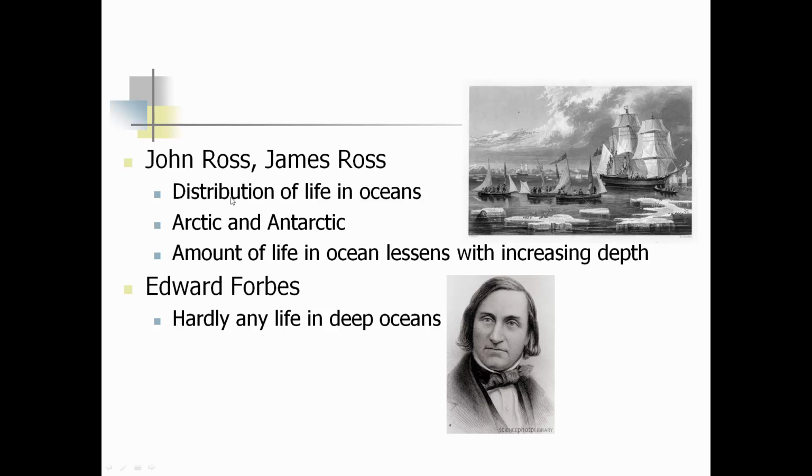John Ross and James Ross, distribution of life in the oceans. They started looking at the Arctic and the Antarctic, and they actually found a lot of similar life in both locations, and they found the amount of life in the ocean lessens as you increase depth. So as you go down, there's less and less life. Edward Forbes actually discovered there's hardly any life way down below, and that was attributed to very high pressure, very cold temperature, the coldest temperature in the ocean, 4 degrees Celsius, and also no light.